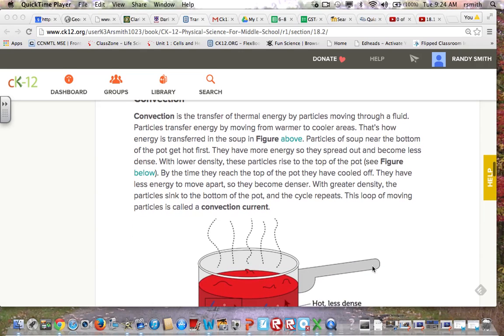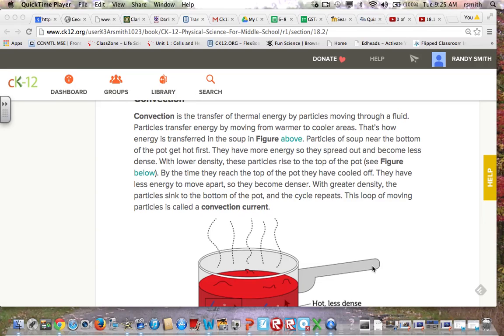Particles of soup near the bottom of the pot get hot first. They have more energy, so they spread out and become less dense. With lower density, these particles rise to the top of the pot. By the time they reach the top of the pot, they've cooled off and they have less energy to move apart, so they become more dense. With greater density, the particles sink back to the bottom of the pot, and the cycle repeats itself.